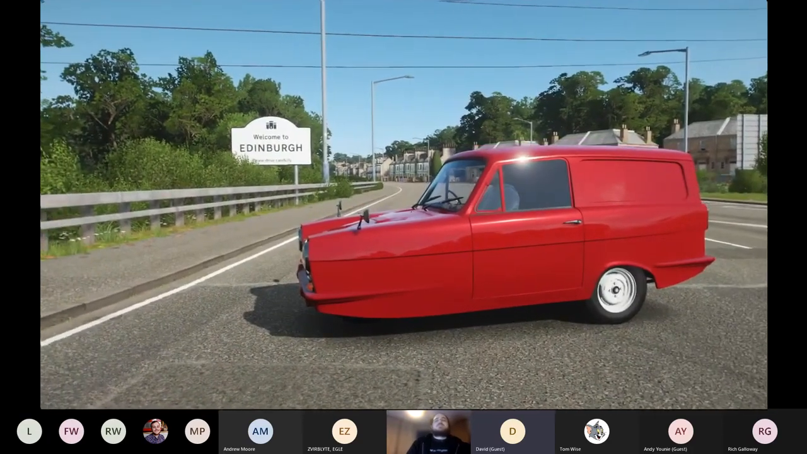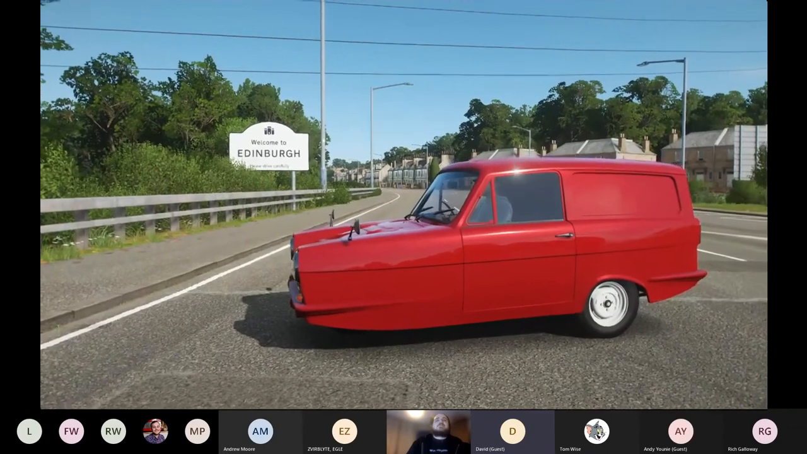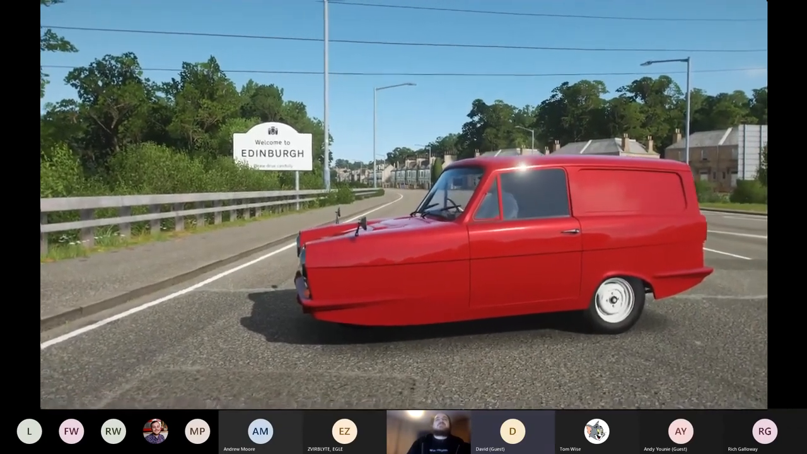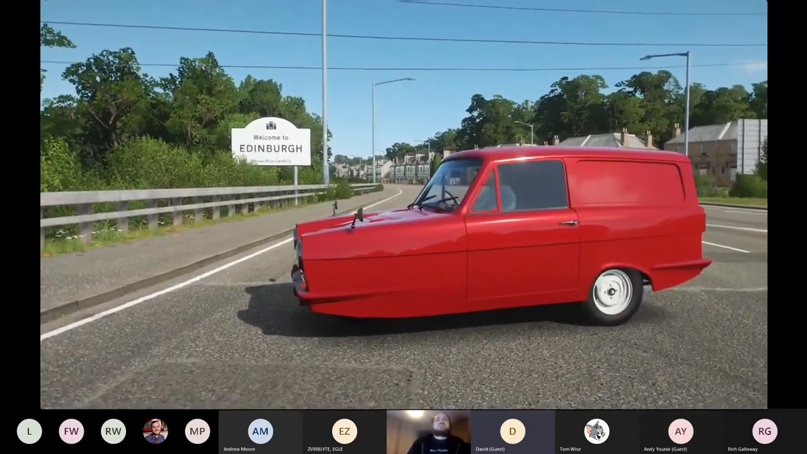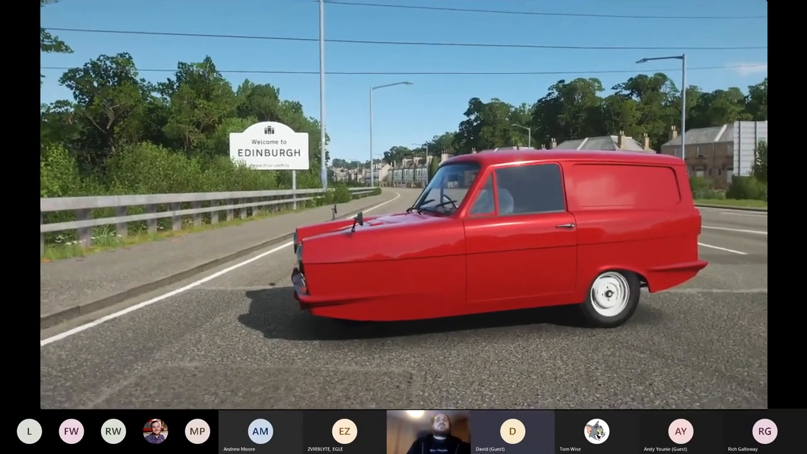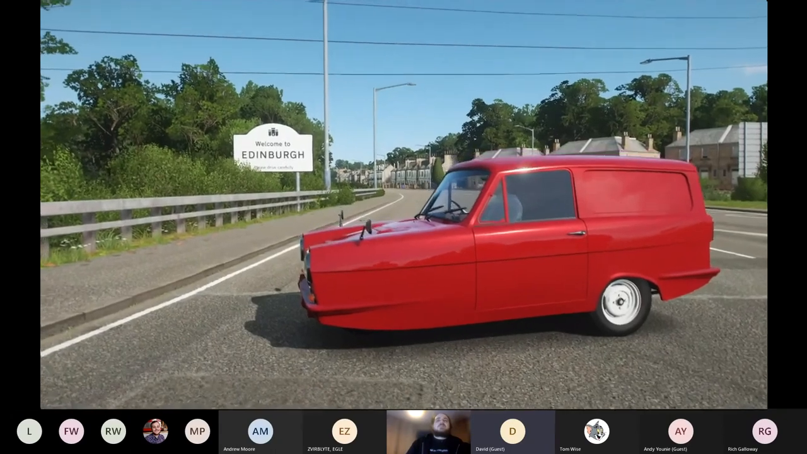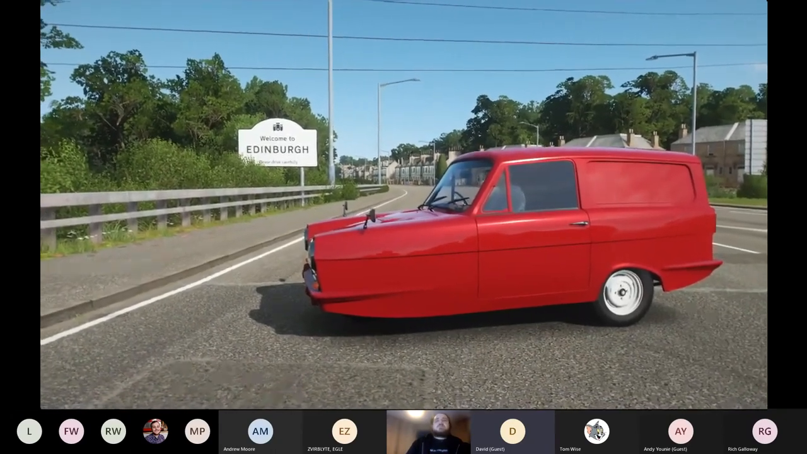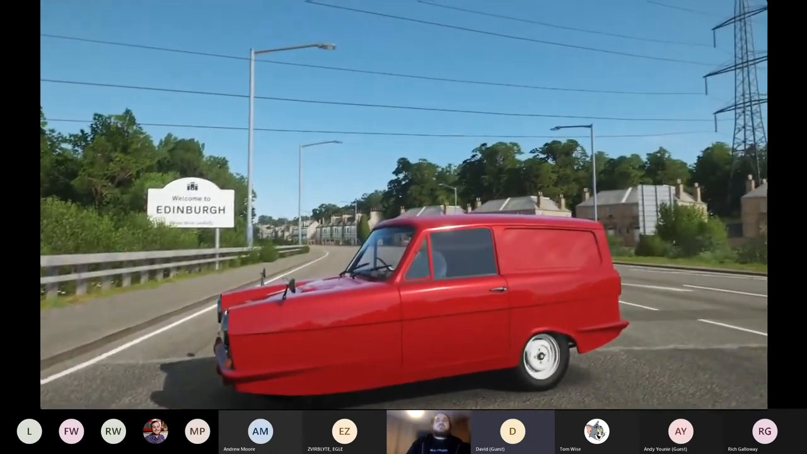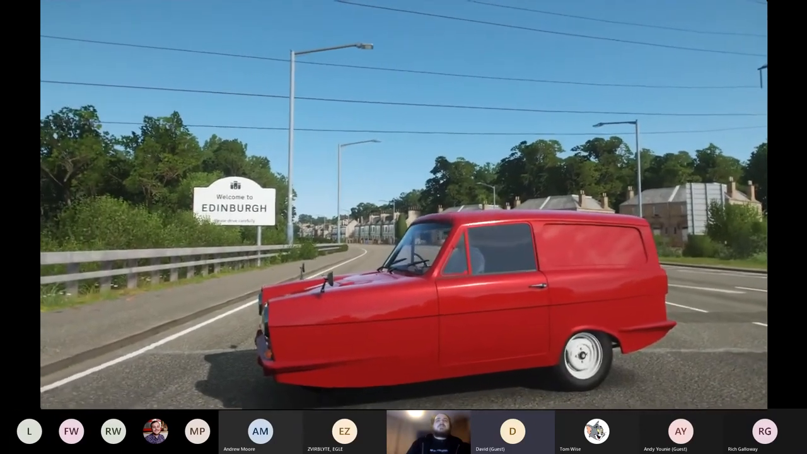And here we are, the main purpose why I picked this game specifically, to demonstrate Splunk's capabilities. We're in Edinburgh, although I don't really want to be driving around the city in a Robin Reliant, so let's just change this into something more powerful, let's just say.